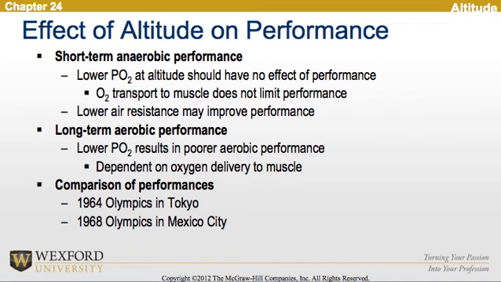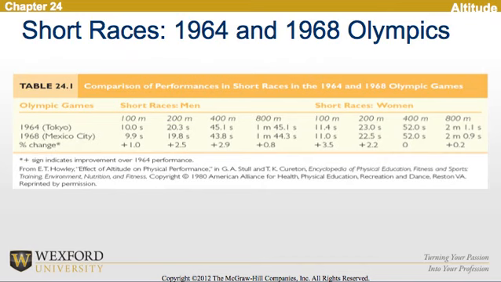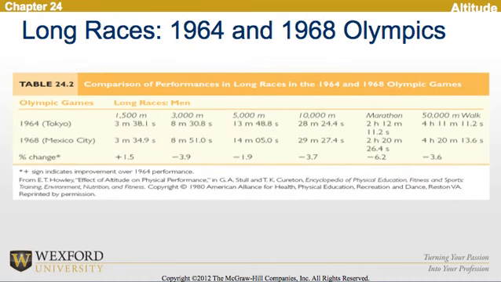So if we look at a comparison of the performance in the 1964 Olympics in Tokyo and the 1968 Olympics in Mexico City, we can see these results. These are listed in Table 24.1, where you look at the short races from the two Olympics, and in Table 24.2, where you look at the long races between the Olympics.